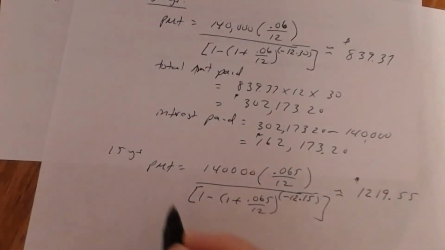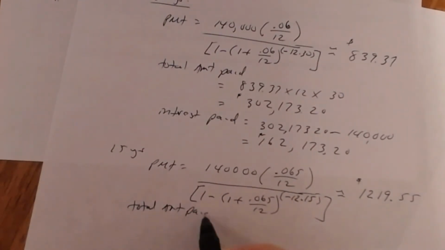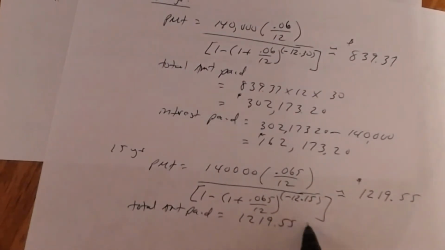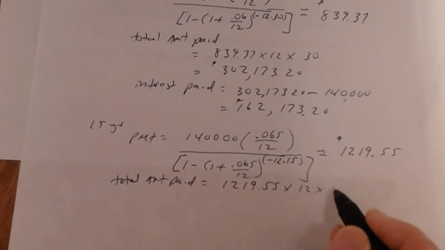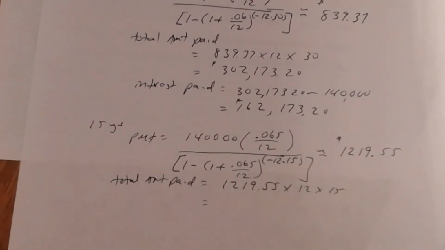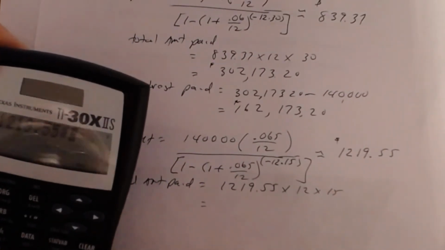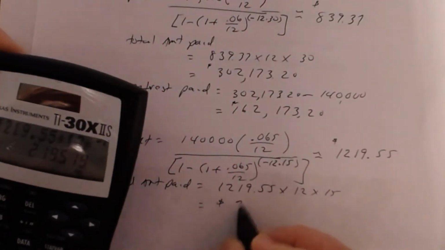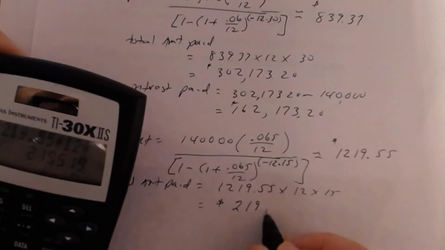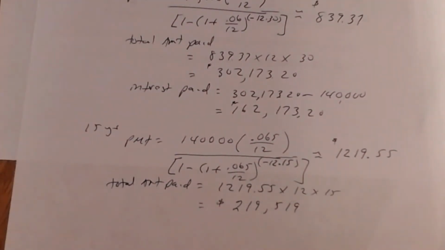Okay, so the total amount paid will equal that per month. And then that amount will be for 1 year, right? And then for 15 years, let's see what that will equal. So $1,219.55 times 12 times 15, press equal. So that's going to be $219,519. Okay? All right.